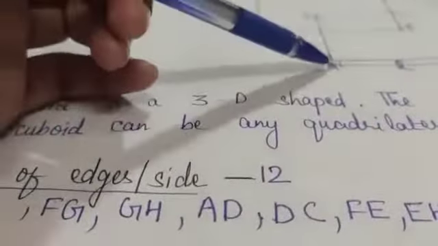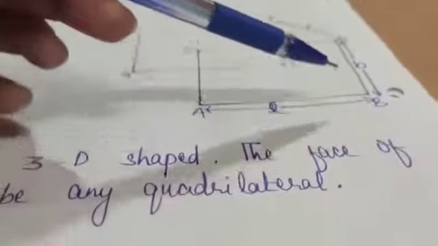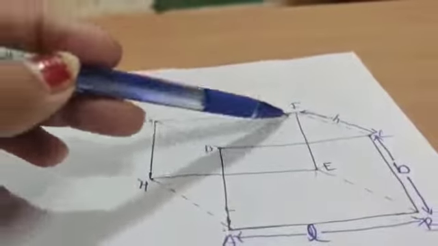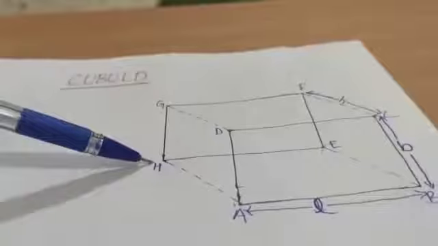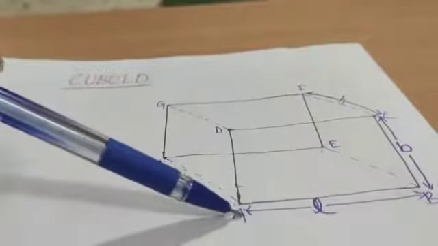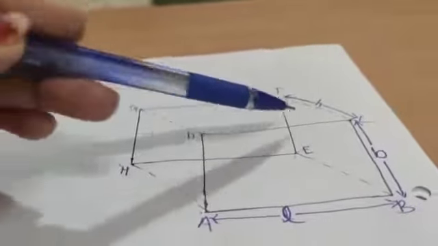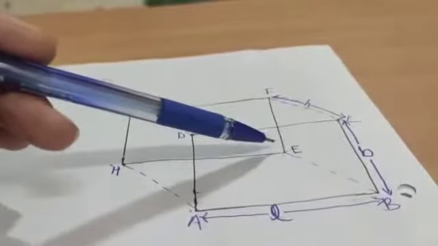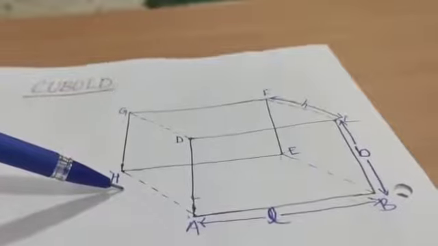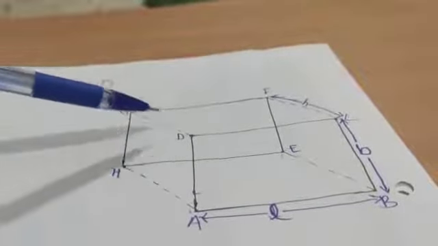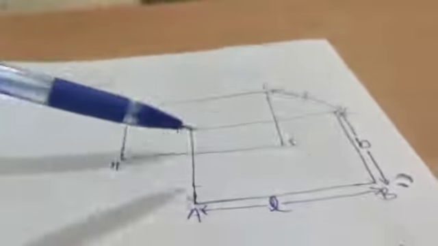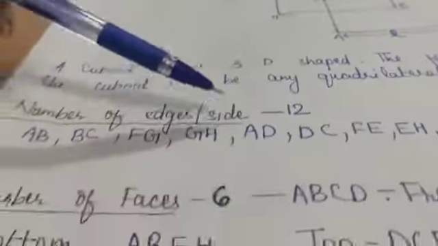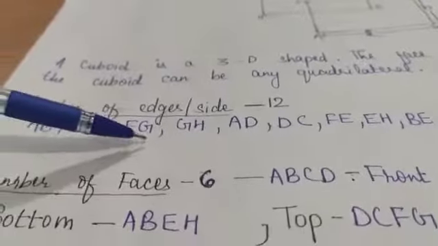That means AB, BC, CF, FG, GH, HA, AD, DC, FE, HE, GD, EB. All these are the edges or the sides of a cuboid.